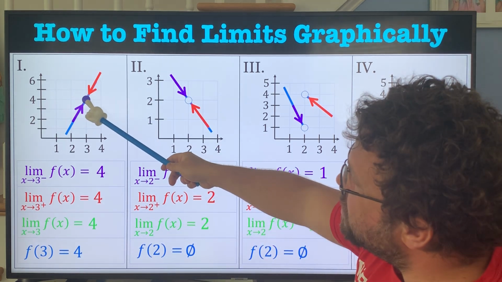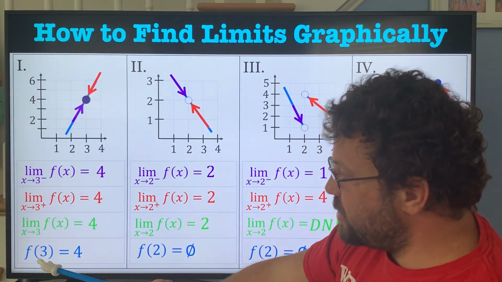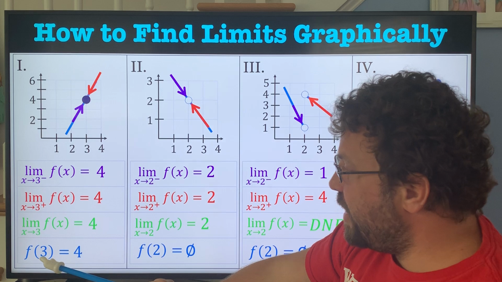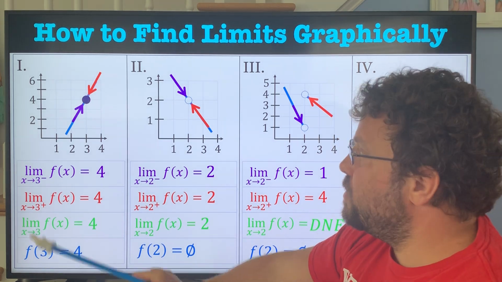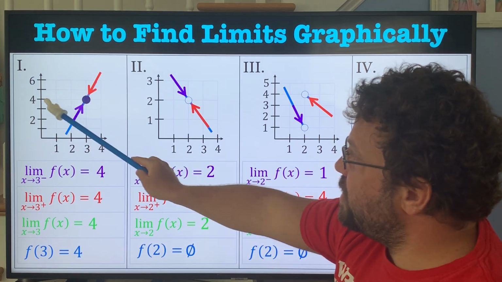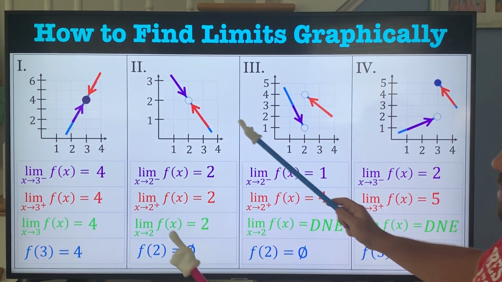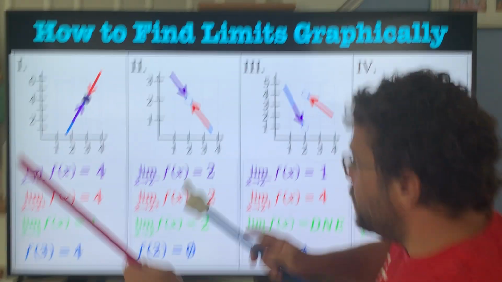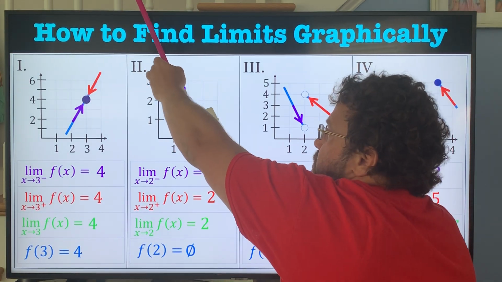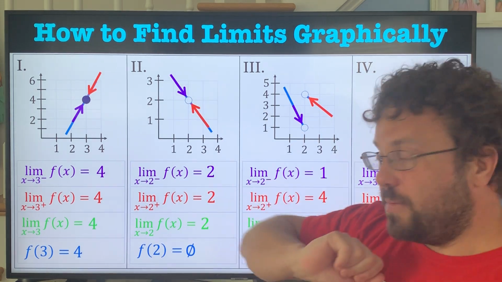Now, if you have a closed circle at that point, f of 3 means what's the actual y value, pretty much y value, we'll just say that for now, when x equals 3. So when x equals 3, the value of y is 4. That's why they're all the same. So back to this one. We know that it approaches 2 from the left and the right. See, it's approaching 2 from both directions. So the actual limit there is 2 because it's the same number.